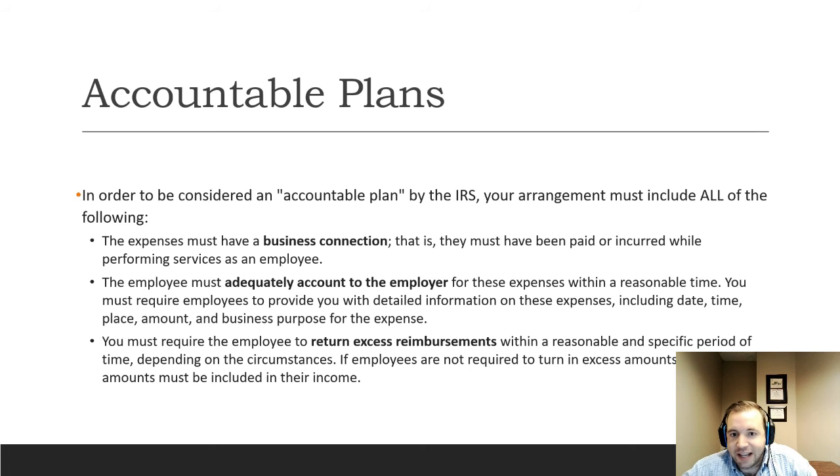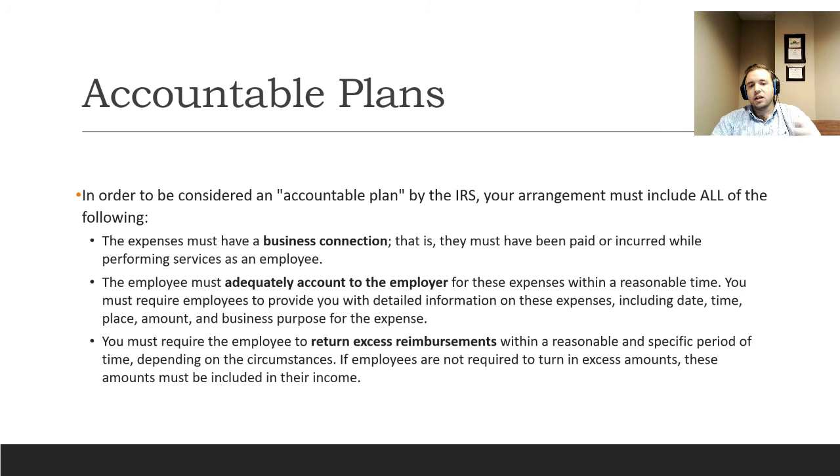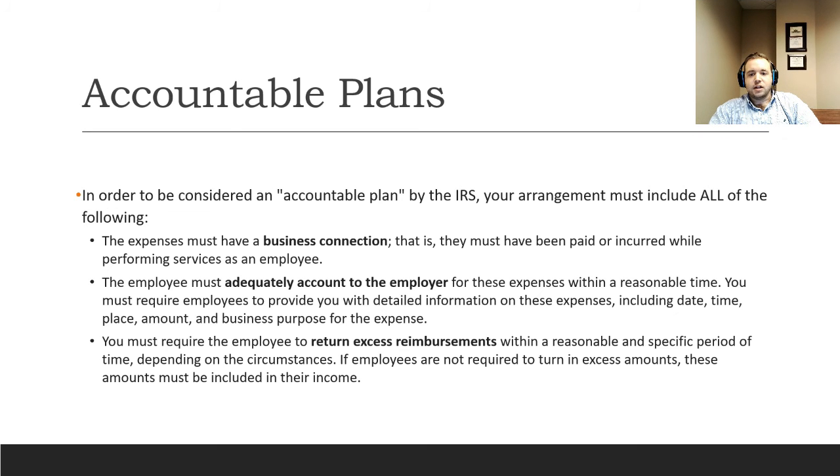So in order to be considered an accountable plan by the IRS, the arrangement must include all of the following. Expenses must have a business connection. That is, they must have been paid or incurred while performing services as an employee. The employee must adequately account to the employer for these expenses within a reasonable time. You must require employees to provide you with detailed information on these expenses, including date, time, place, amount, and business purpose for the expense. You must require the employee to return excess reimbursements within a reasonable and specific period of time, depending on the circumstances. And if the employees are not required to return the excess amounts, they must be included in their income.